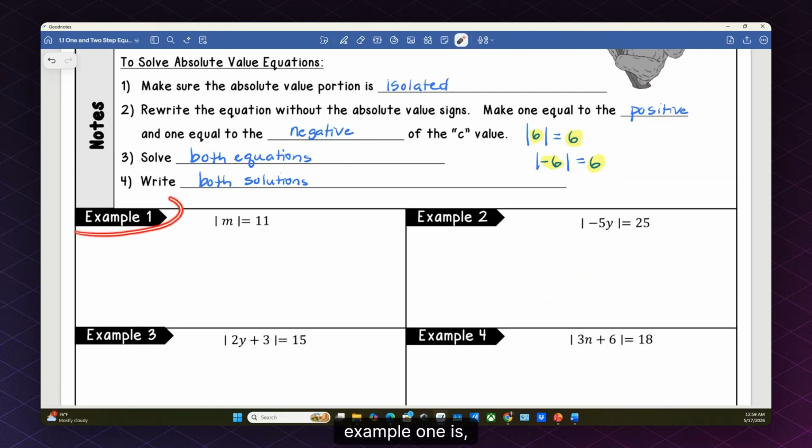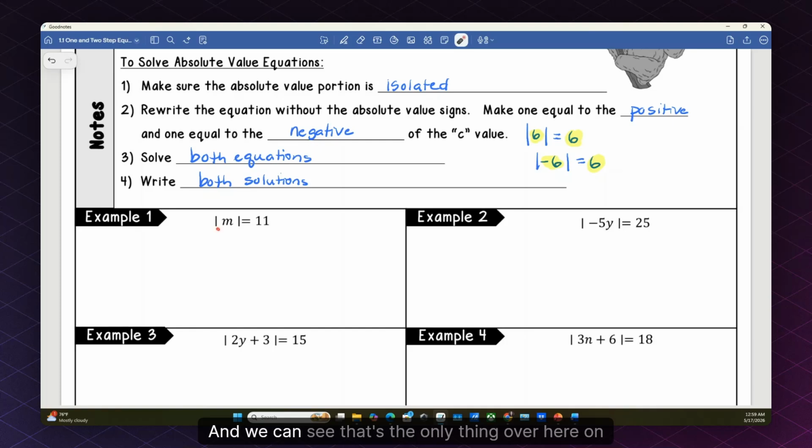Okay, example 1 is about the easiest that can be. We've got the absolute value of m is 11. Well, there's two ways that this can happen, right? And we just talked about this up here with the absolute value of 6. 6 came from positive 6 or 6 came from the absolute value of -6. So our first step is we're going to make sure the absolute value portion is isolated. And we can see that's the only thing over here on the left-hand side. So 1 is already taken care of.